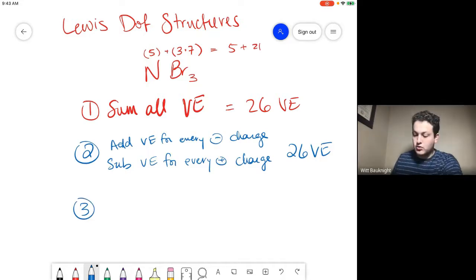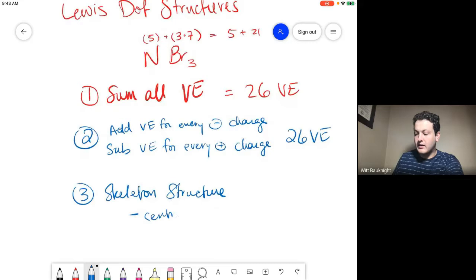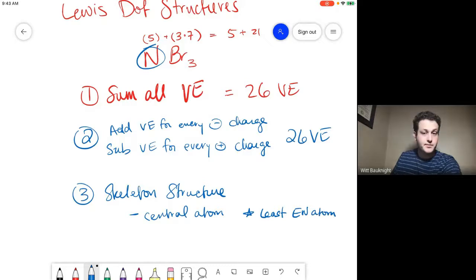Step number 3, I call drawing the skeleton structure. The most important thing for this is picking a central atom. If there's one of something and multiples of another, usually that's in the middle. But if you need a tiebreaker, it's important to note that the least electronegative atom tends to be in the middle. The other thing you need to do for a skeleton structure is connect everything with single bonds for the moment.